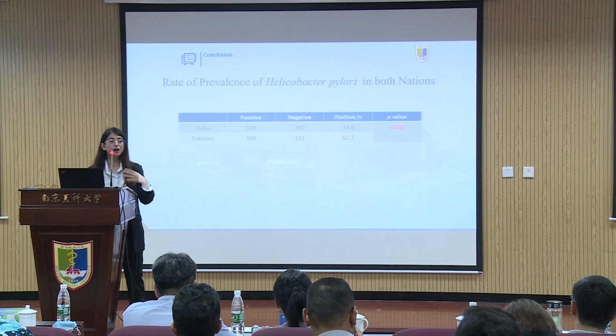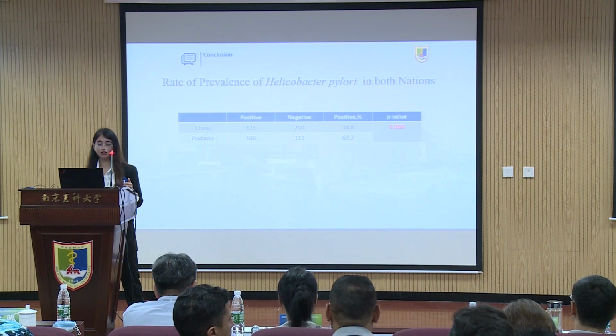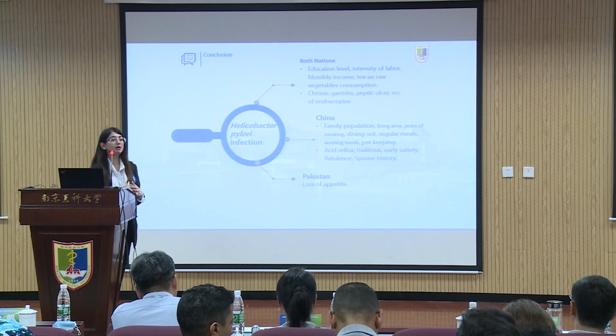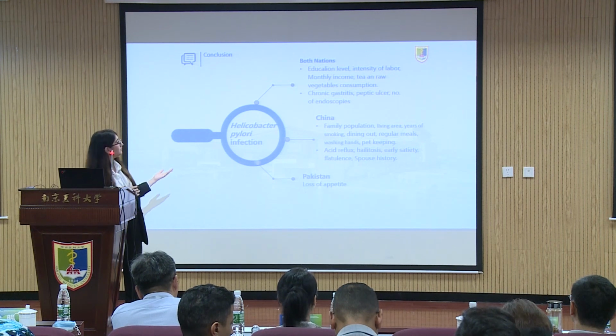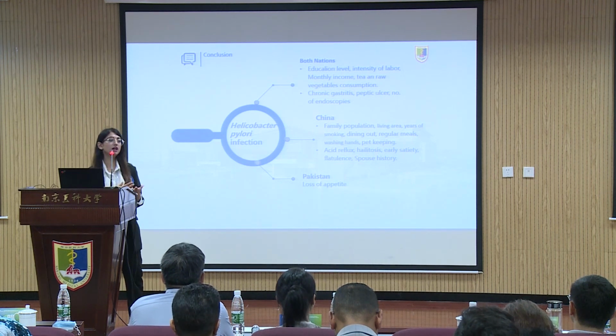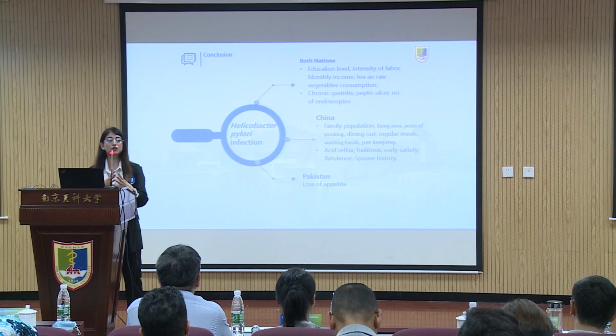as you can see, in Pakistan, more patients were seen with H. pylori infection. So the factors which came out as risk factors for both nations were educational level, intensity of labor, monthly income, tea and raw vegetable consumption, and with the history, we saw chronic gastritis, peptic ulcer, and number of endoscopies were showing significant values within both nations.